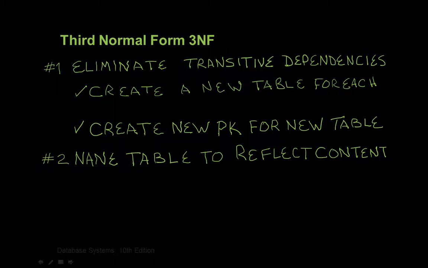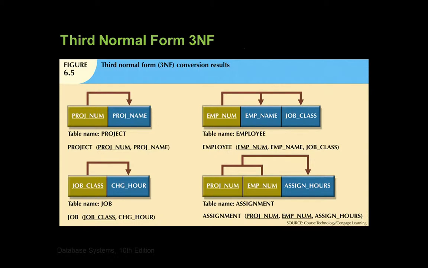Well, let's take a look at the diagrams to eliminate these transitive dependencies. The project table has remained the same. We have a project number, which is the primary key, and a project name. The assignments table has remained the same. We have a project number as the primary key. The employee number is a foreign key, and then the assigned hours that an employee has for a project.